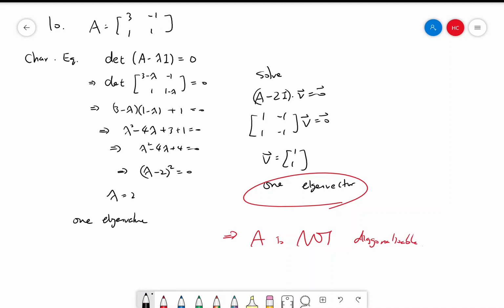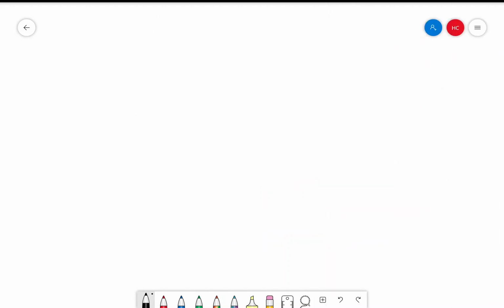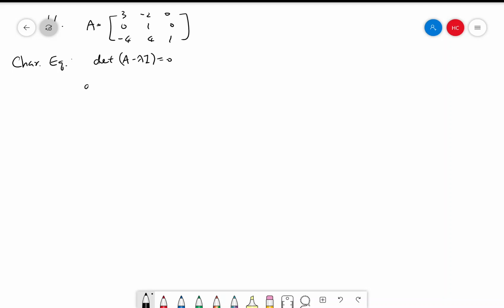Okay. Right, so let's look at example 16. So A now is a larger matrix: 3, -2, 0, 0, 1, 0, -4, 4, 1. Same thing, we have to first solve the characteristic equation, which is the determinant of A minus lambda I equal to 0, which means the determinant of 3 minus lambda, -2, 0, 0, 1 minus lambda, 0, -4, 4, 1 minus lambda.